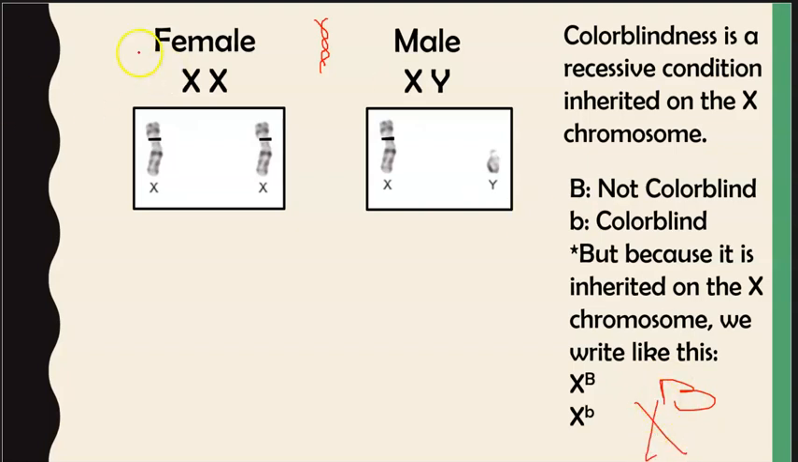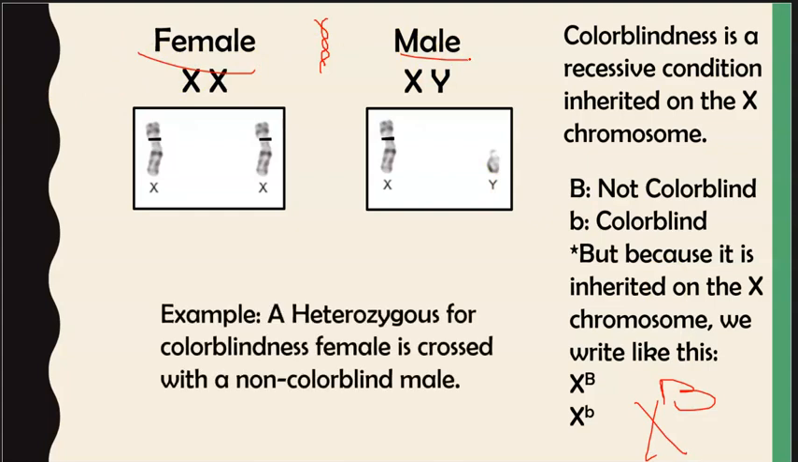So let's look at our male and our female over here. For example, if we have a female heterozygous for colorblindness crossed with a non-colorblind male, we would write it like this. Our female is heterozygous, so she has her two copies that are different, and she has two X's. However, the male only has one copy, only one X. So the male is neither homozygous nor heterozygous. We will call the male hemizygous because he only has one copy.